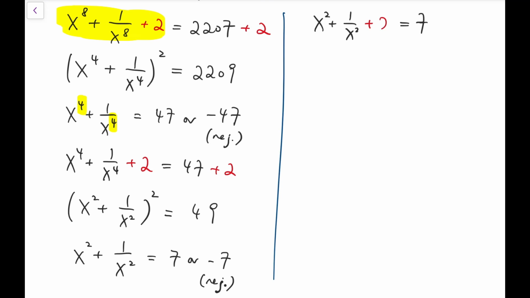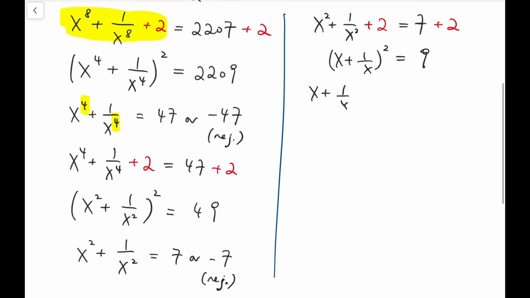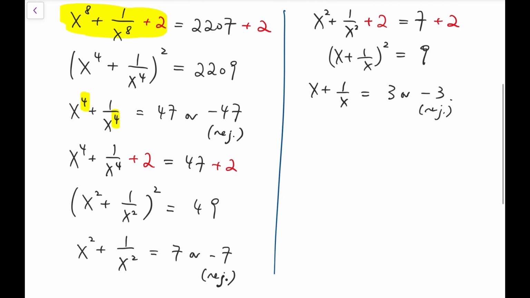Now from this, I can again add 2 on both sides. So to solve for x, now I have the right hand side equal to 3 squared. So that means it's either 3 or minus 3. Now of course again x is positive, so that means x plus 1 over x is again positive. So I reject the minus 3, and that means x plus 1 over x equals 3.